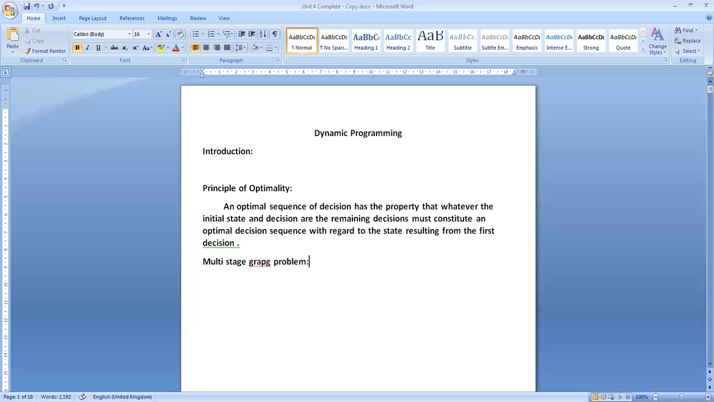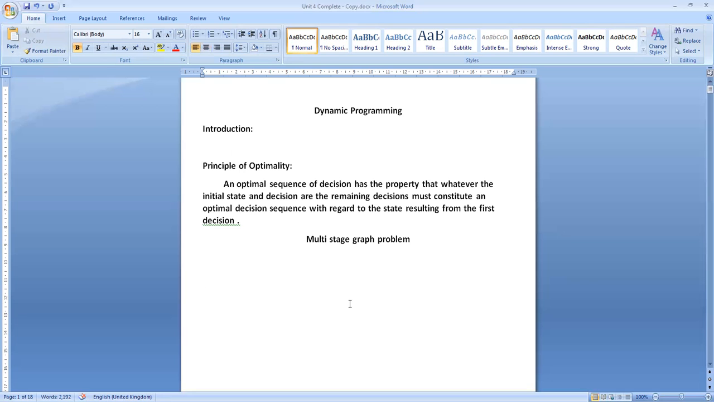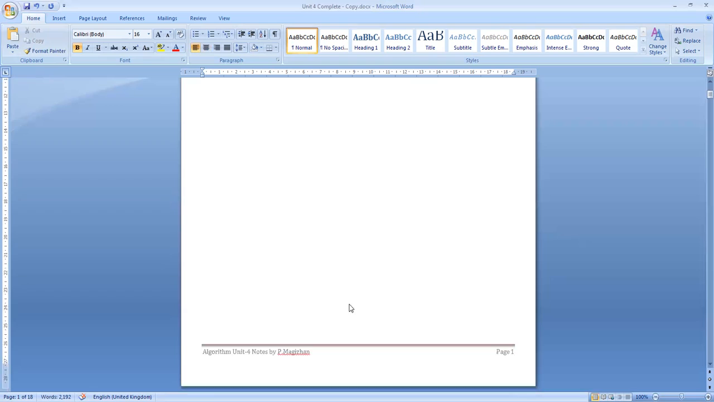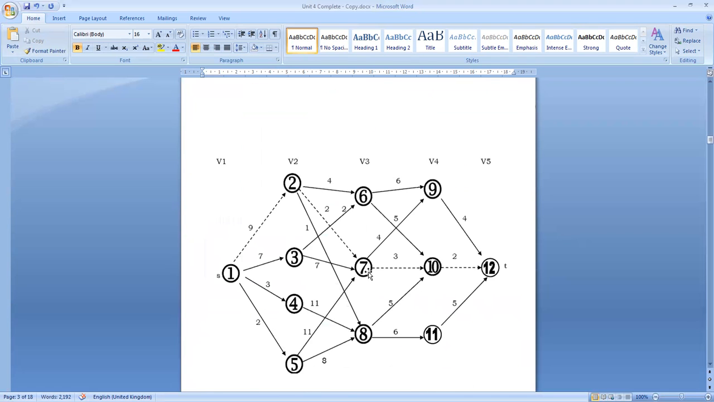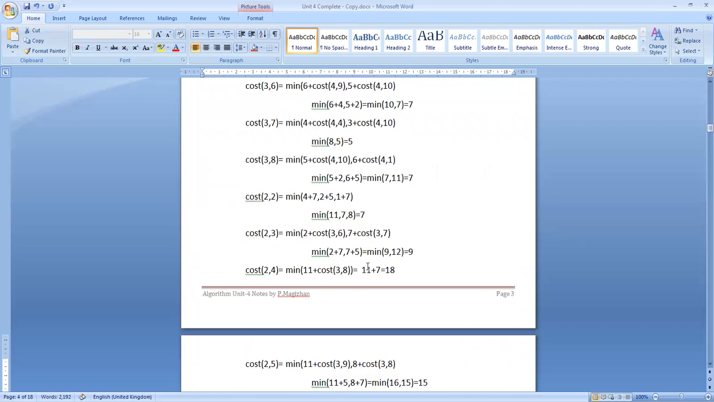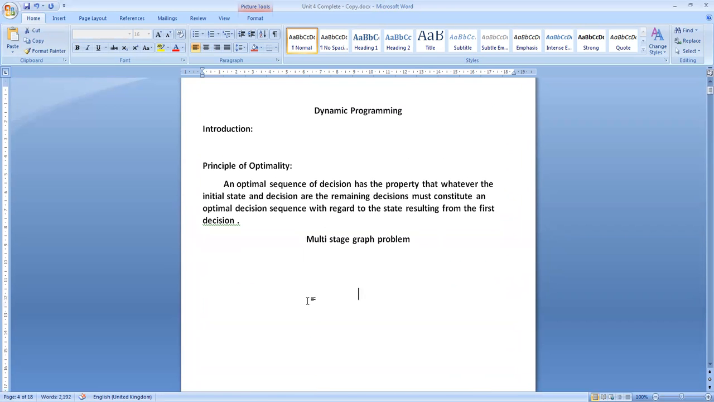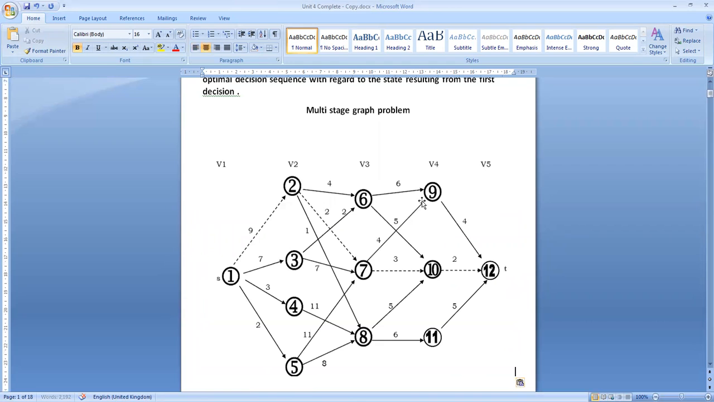Multi-stage graph problem. Now, for your understanding, I bring up one picture of a multi-stage graph that will explain what this problem actually is. Now, look at this problem.